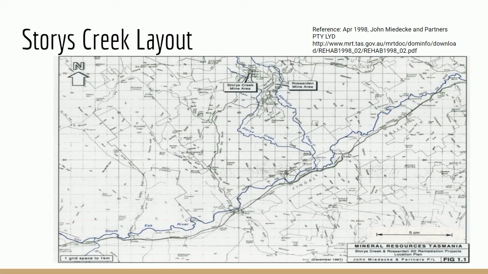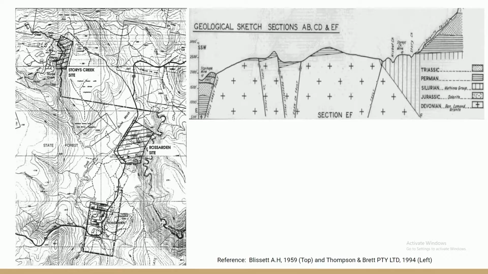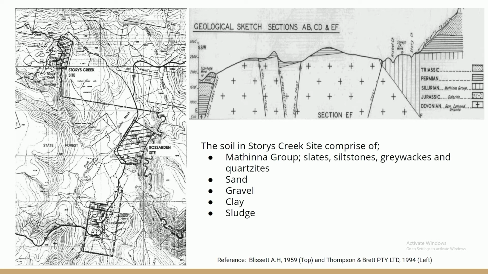The layout of Stories Creek is about 24 kilometers in length and 1.34 kilometers elevated from sea level. Aberfoyle Creek merges into Stories Creek, which then enters the South Esk River, that is used for recreational activities and water supply. On the left figure, it shows the mining area of Stories Creek and the mining area of Rossarden. The top figure displays the fold as well as the soil profile of Stories Creek, which comprises the Mathinna group as well as sand, clay, gravel, and sludge.